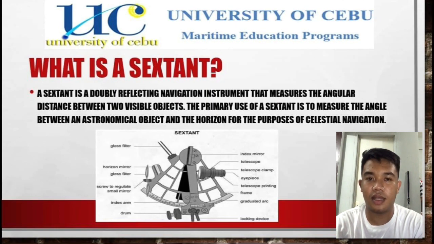First, what is a sextant? A sextant is a doubly reflecting navigation instrument that measures the angular distance between two visible objects. The primary use of a sextant is to measure the angle between an astronomical object and the horizon for the purpose of celestial navigation.